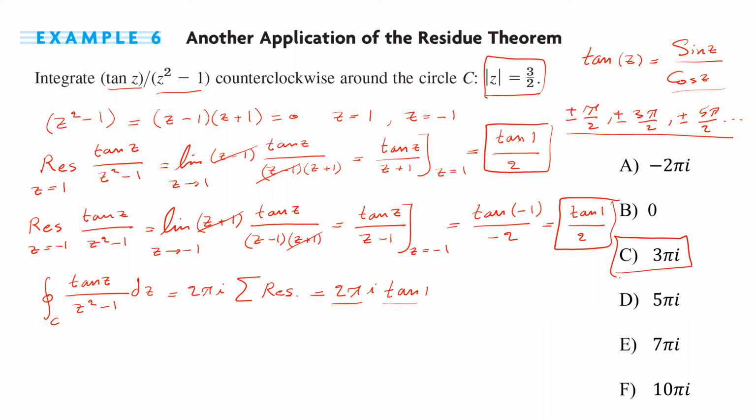Does it make sense? Any questions? Why isn't it tan of 1 over 2 again? Which one? The second line or third line? The third line, when we plugged in the residue, it becomes 2 pi I times tan of 1. And why isn't it tan of 1 over 2? Because there are two of them, right? It is tan of 1 divided by 2 plus tan of 1 divided by 2. Sum of the residues, right? I get it now. Thank you. You're welcome.